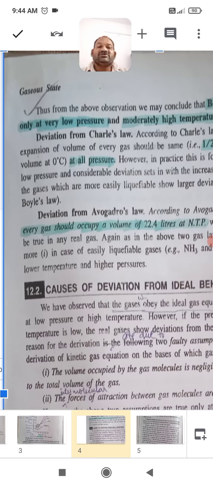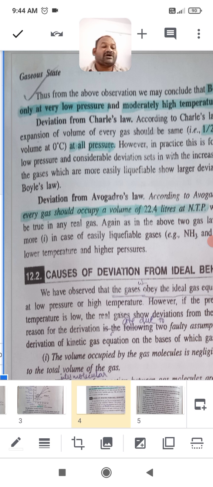Next one, deviation from Avogadro's law. One mole of every gas should occupy a volume of 22.4 liters at NTP, which is not found to be true in any real gas. Again, as in the above two gas laws, the deviations are more in the case of easily liquefiable gases, for example ammonia and ethyl chloride at lower temperature and higher pressure.